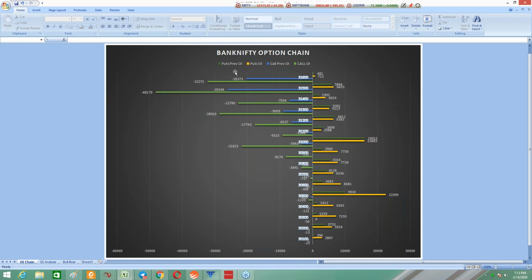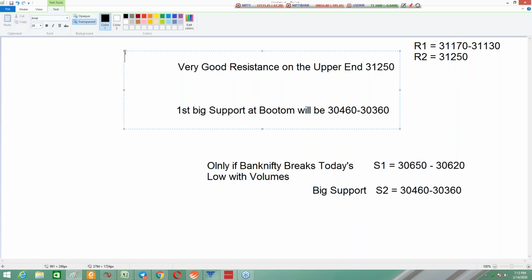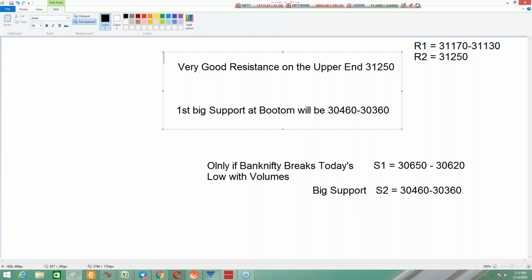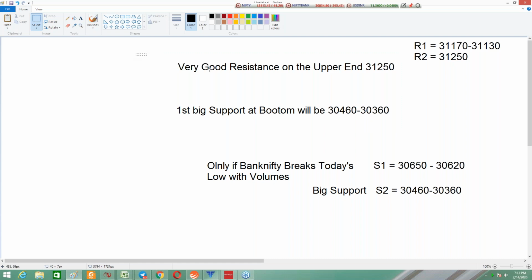But definitely there is a very big amount of writing that has taken place at 31,200 to 31,000. So these are the two levels, and futures are still carrying a very good amount of short positions today, right? So as per volume profile, the important area which is to be washed out is the big volumes.